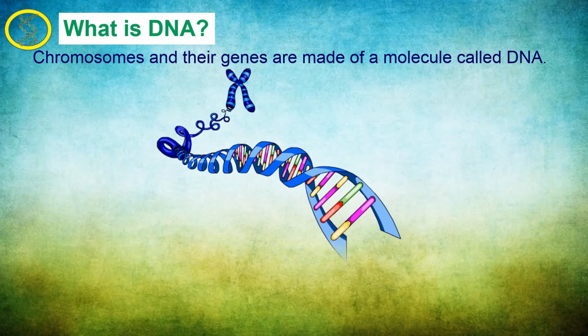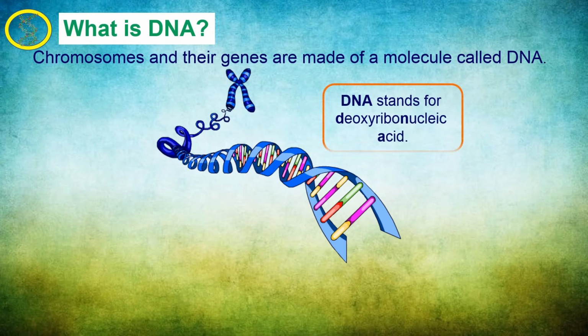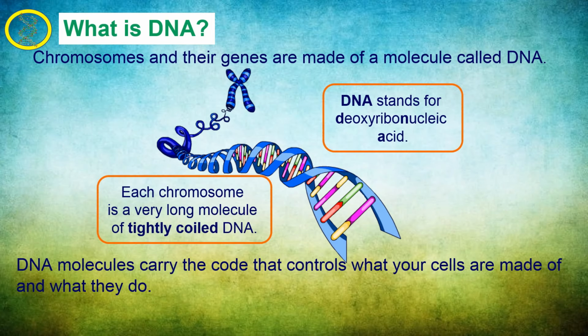Now let's proceed to DNA. Based on our discussion, we all know that chromosomes and genes are made up of a molecule called DNA. Ano nga uli yung ibig sabihin ng DNA? DNA is known as deoxyribonucleic acid. So each chromosome is a very long molecule of tightly coiled DNA. DNA is what you call the blueprint of life.